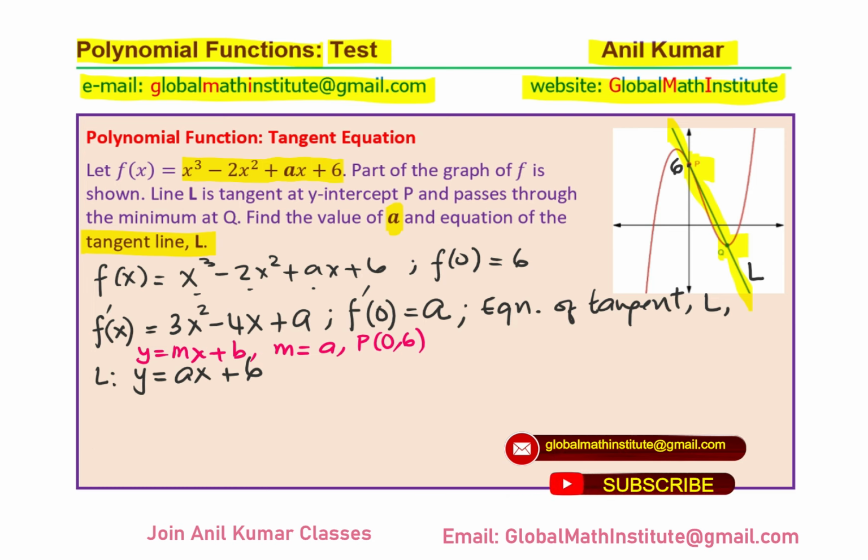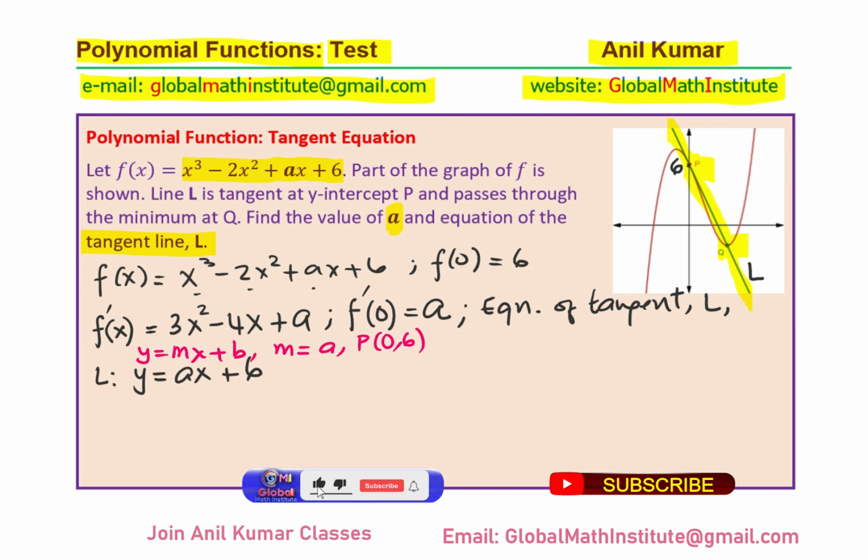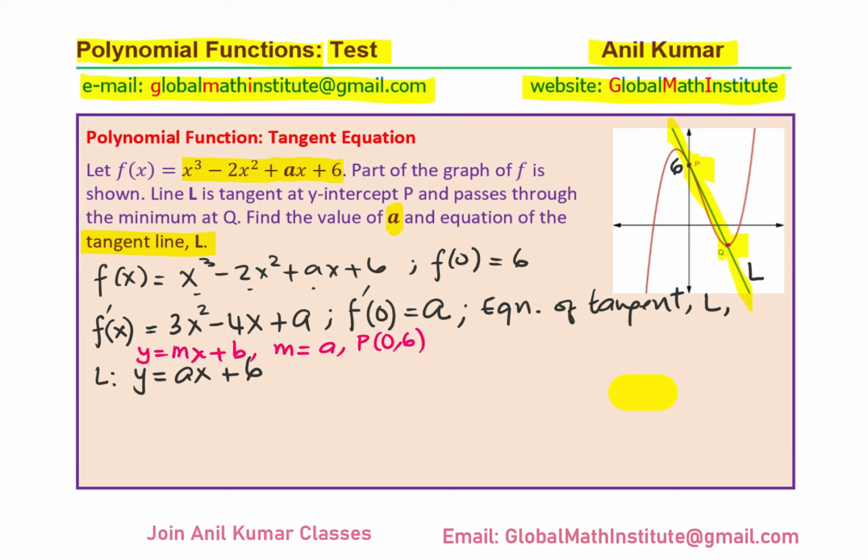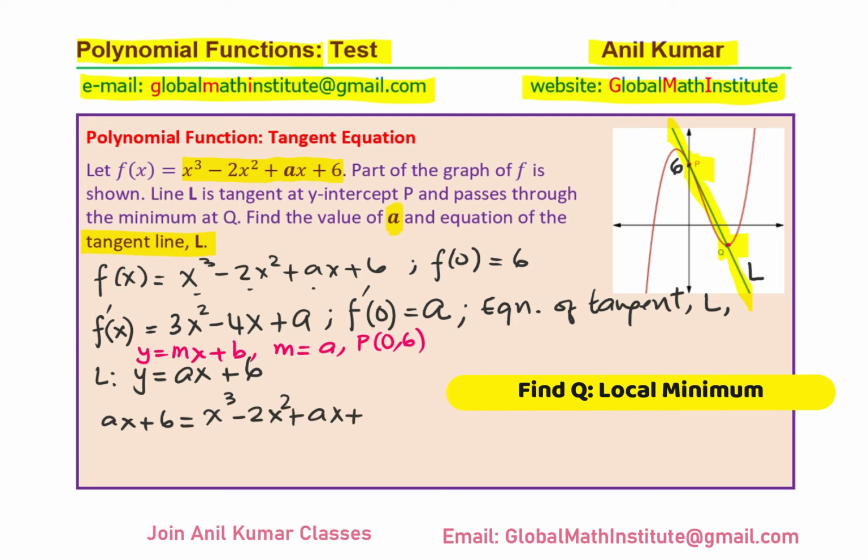Now, how do you find the value of a? That's another major question to solve. Well, we know the line intersects at Q. That means we can find the coordinates of Q as a point of intersection between the straight tangent line and the curve. So let us equate ax plus 6, that is the y value, with the cubic equation x cubed minus 2x squared plus ax plus 6. Do you see the beauty? ax plus 6 and ax plus 6 cancel. So what do you get?